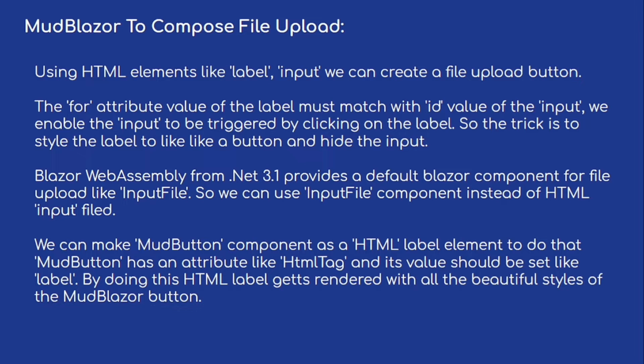So in the same way we have to do it here as well. Blazor WebAssembly from .NET 3.1 provides a Blazor component for file upload, which is input file. So input file is a component for file uploading in Blazor WebAssembly. Using input file, we can directly interact with our C# code for file uploading. Otherwise, if you use an input field for file upload, then we have to depend upon JavaScript code. So to avoid the JavaScript code, .NET has provided a component called input file.